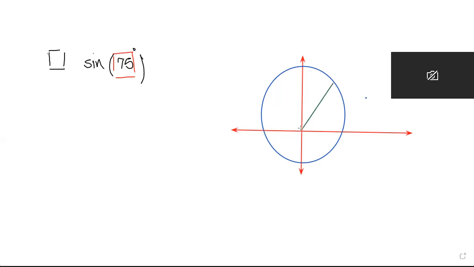Then it means that we are gonna be located here. If that's 75 degrees, we expect both sine and cosine to be positive numbers because we are in the first quadrant. However, 75 degrees is not a well-known angle, because it's neither 30, 60, nor 45. Then we ask ourselves how to transform 75 degrees into one of those well-known angles.